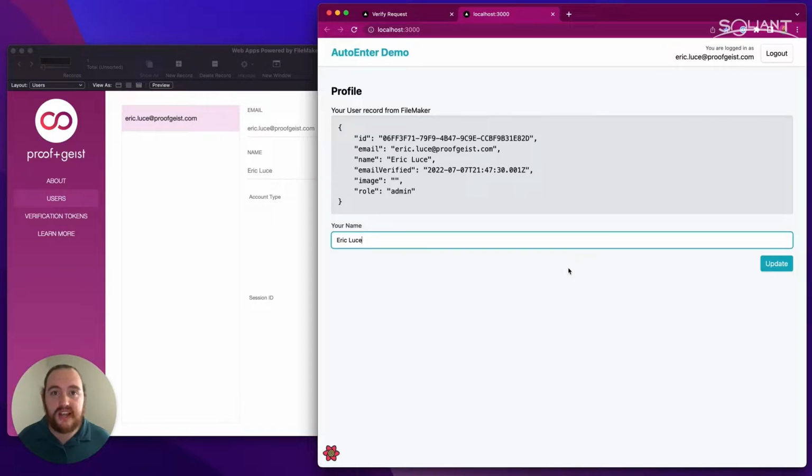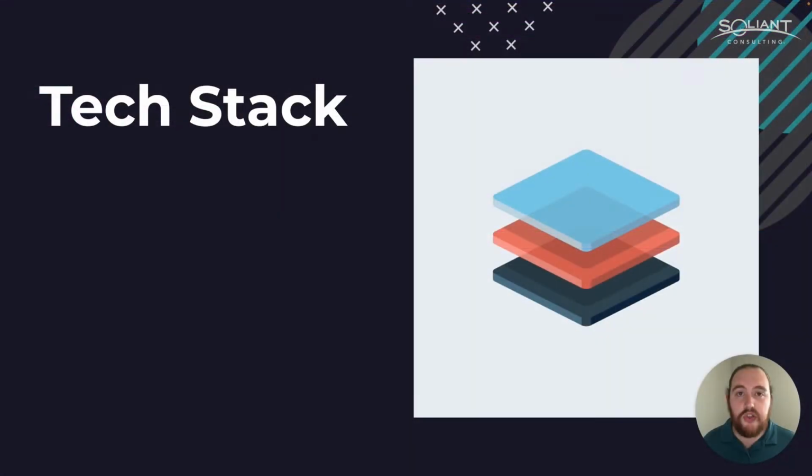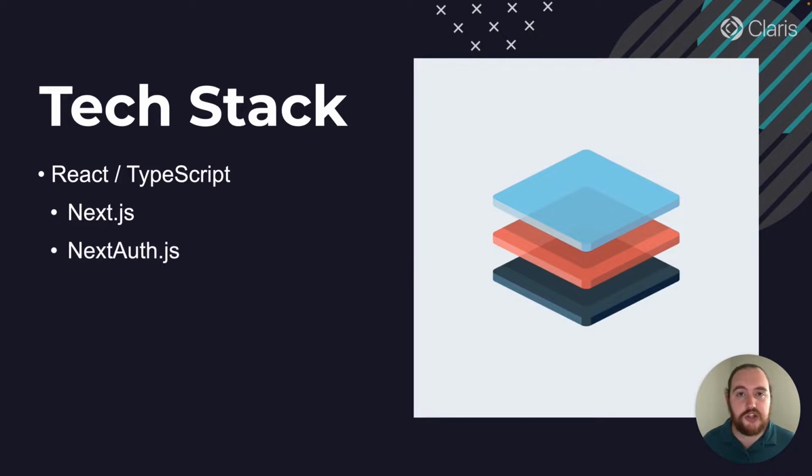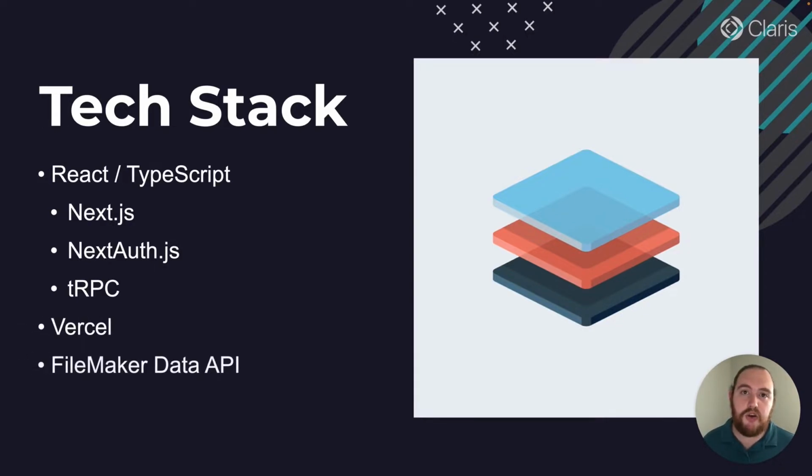Let me show you the tech stack behind this web app so that you can leverage it to build your own apps. For this web app, the base code is written in React and TypeScript, which includes the Next.js framework, the NextAuth framework for authentication, and a library called TRPC. We're hosting this web app on a platform called Vercel, and we're connecting to FileMaker using the FileMaker Data API. Of course, in this session, I'll be focusing mostly on the first part of this list, since there are other sessions where you can learn more about the Data API if you're interested.